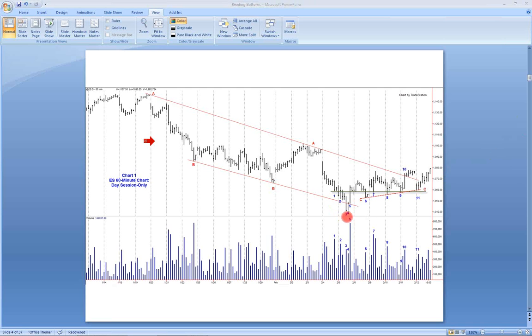1, 2, 3, 4, 5, right? And notice also that, well, let's back up a second. Forget about 1, 2, 3 for the moment. Here is a 60-minute chart of the S&P E-minis, just the day session data only, not the overnight. The overnight complicates things and makes things more difficult to read, and I'd like to help you to see this in a more simplistic and straightforward manner.